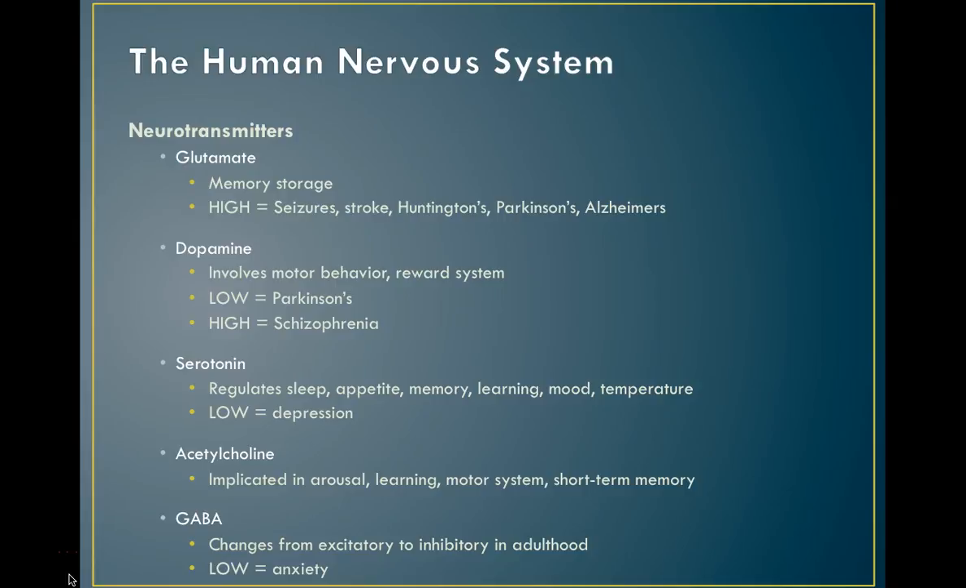Acetylcholine, this neurotransmitter is often implicated in things like arousal, learning, our motor system, or short-term memory. And then finally, GABA. When you have low levels of GABA, this is often associated with anxiety. And the other thing that's interesting about GABA is that over time, as we age and as hormones flood our brain in puberty, GABA changes from excitatory to actually having an inhibitory effect.